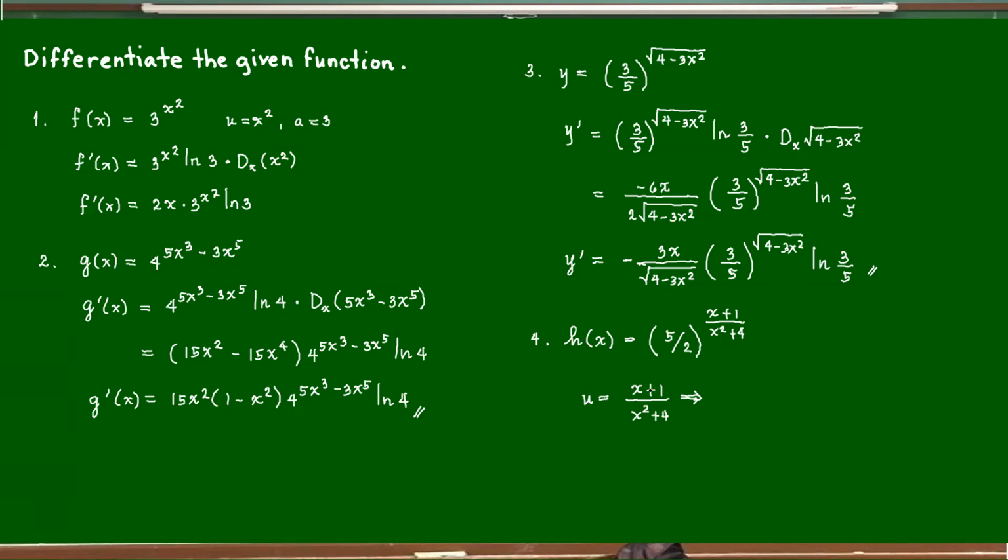What's the derivative of this exponent, guys? This is a quotient, right? So how do we differentiate a quotient? The denominator, derivative of the numerator, minus the numerator, derivative of the denominator, all over the square of the denominator. Okay?